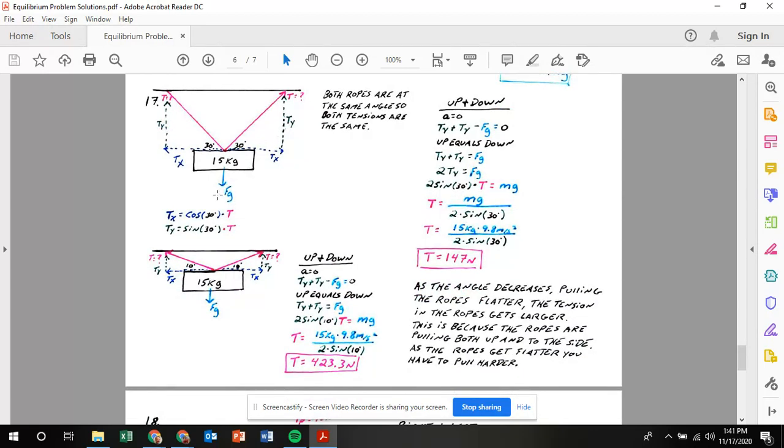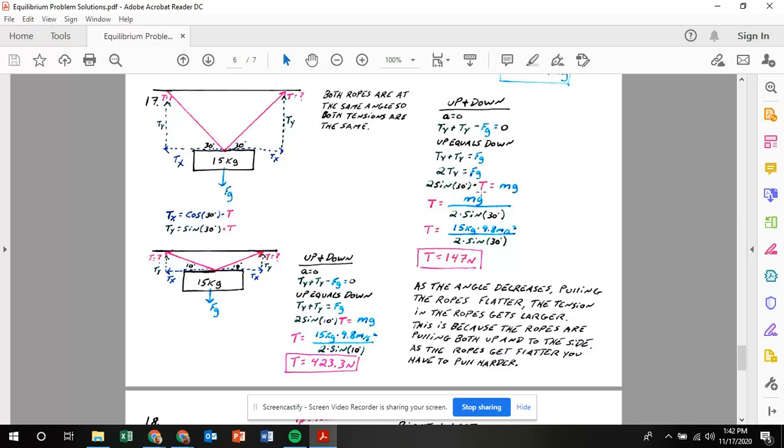Trying to solve for the components, breaking these two angled forces into their x and y. Tx is the adjacent side, so that's cosine of 30 degrees multiplied by tension. Ty is the opposite side, so that's sine of 30 degrees multiplied by tension. We know that the up has to equal the down, so the Ty up has to equal force of gravity down. So 2 Ty's equals force of gravity down, and Ty is the sine of 30 times T.